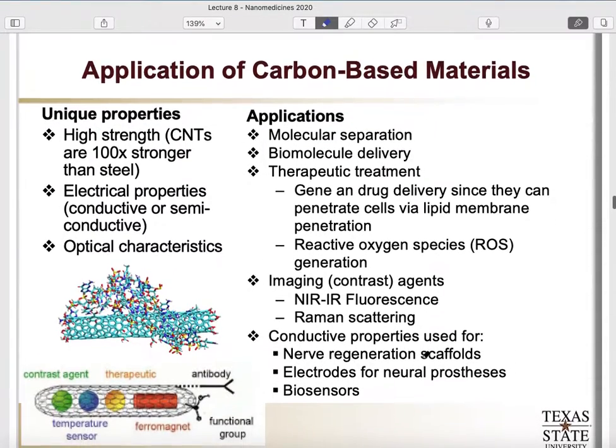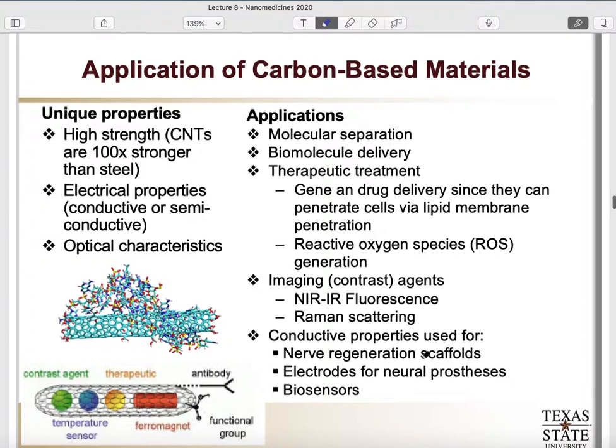All right, so the applications of carbon-based materials are many in biomedicine. Of course, we're going to be utilizing the unique properties of these materials, which include the high strength. For example, carbon nanotubes are 100 times stronger than steel. The electrical properties are also going to be very important for the applications. The fact that some of them can be conductive, some of them can be semiconductive, and sometimes the electrical conductivity might be dependent on the direction that we are talking about. The optical characteristics can also be important in terms of the ability of some of these materials to absorb light. Applications include molecular separations and biomolecule delivery.